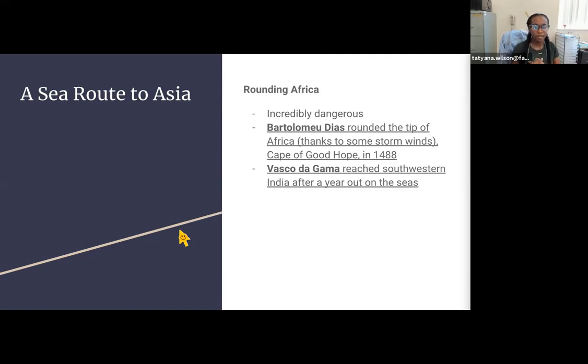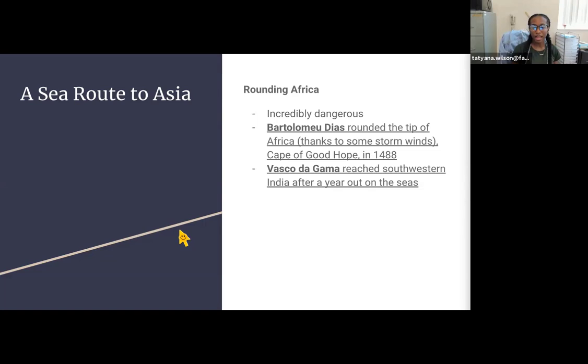So Bartholomew Diaz, his name's not in red because he's not technically a vocab word, but he is bolded because this chapter is loaded with important people that we're going to have to know. He's one of them, right? And notice I underlined this, so you might want to write it down. So Bartholomew Diaz, he rounded the tip of Africa thanks to some storm winds. So he kind of just got lucky, right?